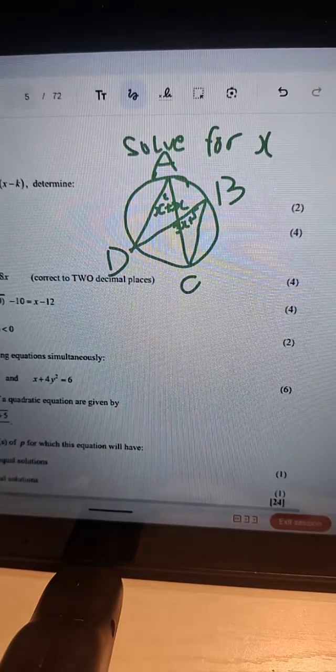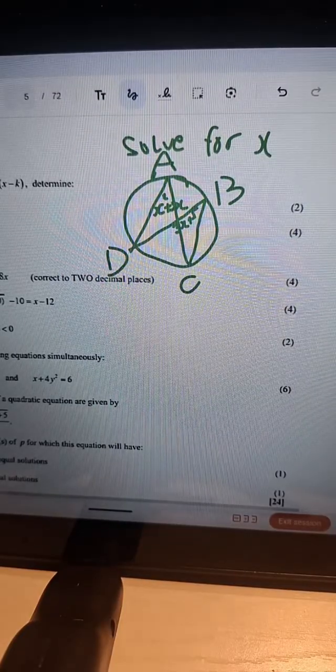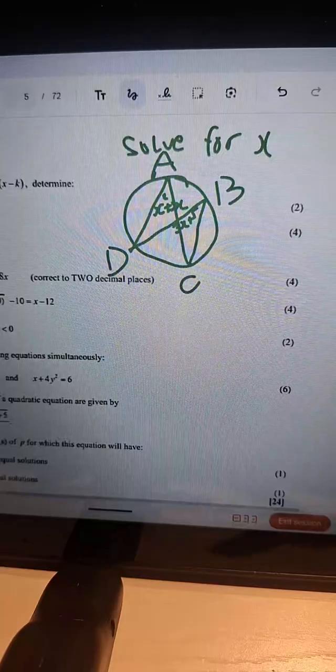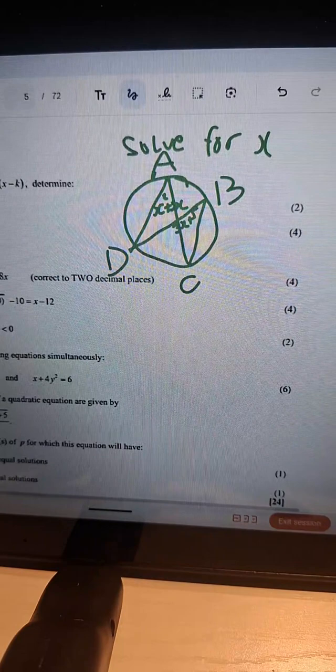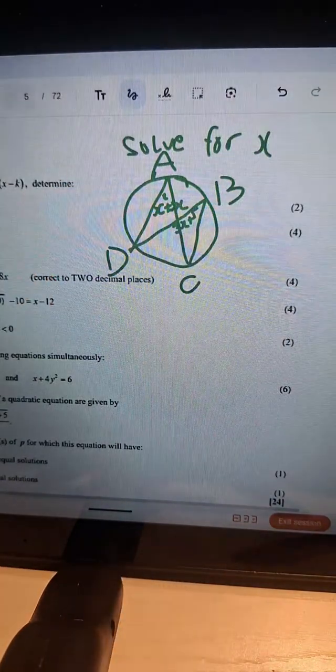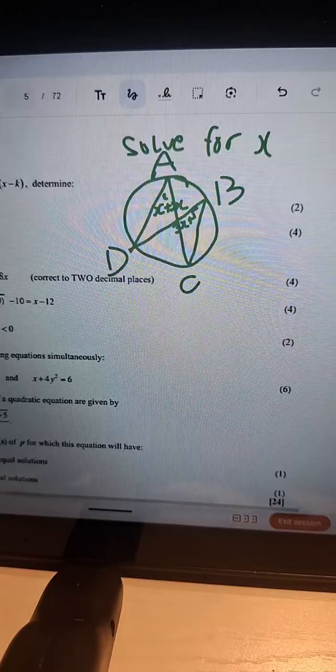Can it be angles in the same segment? Definitely. Then you would say angle A is equal to angle B. What's the reason? Angles in the same segment. You equate x squared plus 3x with negative 3x minus 5, you solve for x, you get the answer. Does this make sense, guys?